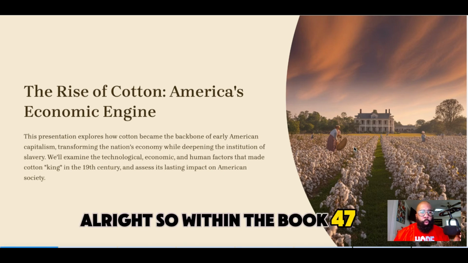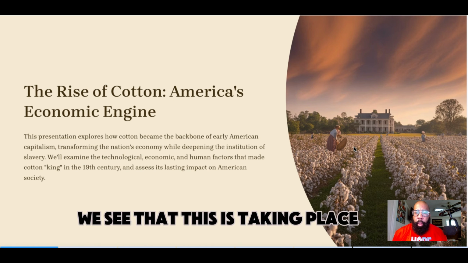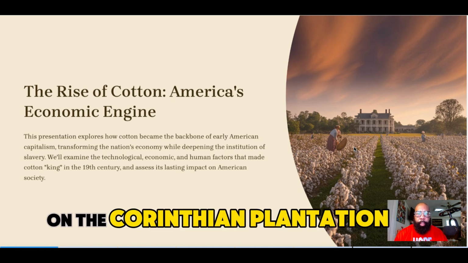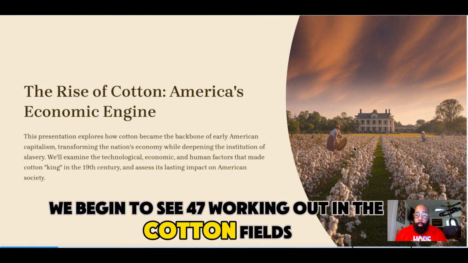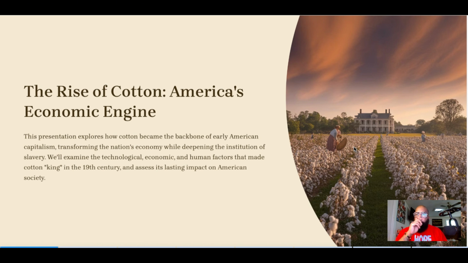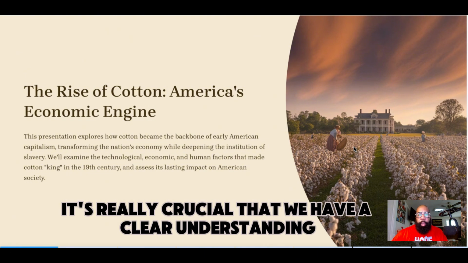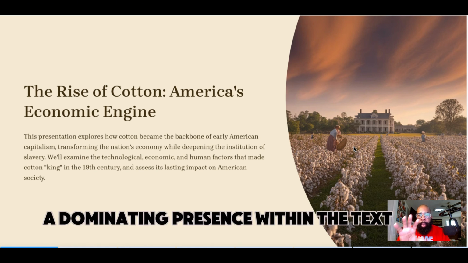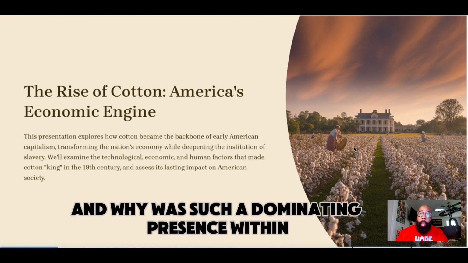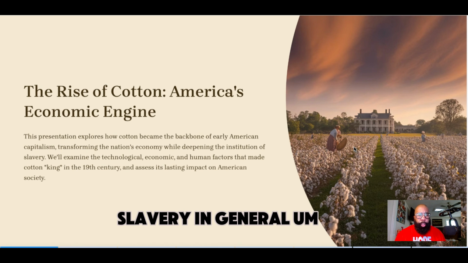All right. So within the book 47, we see that this is taking place on the Corinthian plantation. And within chapter 3, we begin to see 47 working out in the cotton fields. It's really crucial that we have a clear understanding of cotton, why cotton was such a dominating presence within the text, and why it was such a dominating presence within slavery in general.